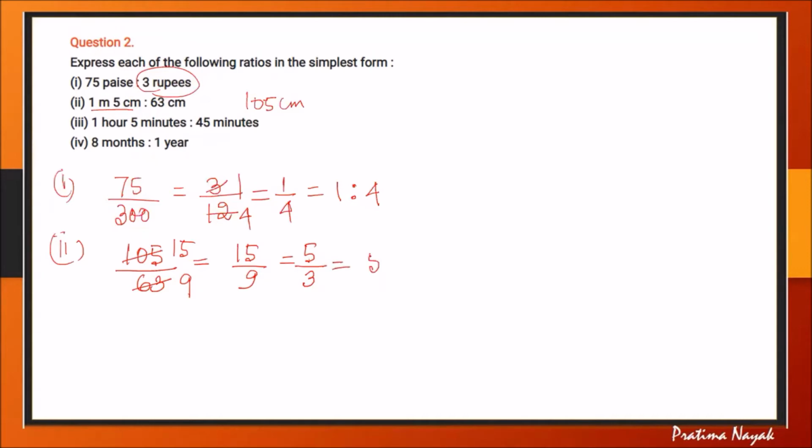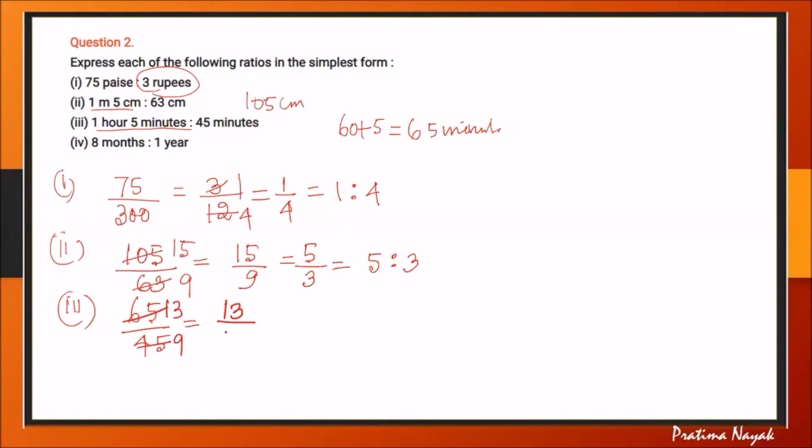So the ratio is 5 is to 3. Third one, 1 hour 5 minutes. 1 hour 5 minutes is 60 plus 5, that will be 65 minutes. So 65 minutes is to 45 minutes. So 65 upon 45. First you have to convert into the same unit. You can cancel with 5: 13 times 5 is 65 and 9 times 5 is 45, so it is 13 is to 9.